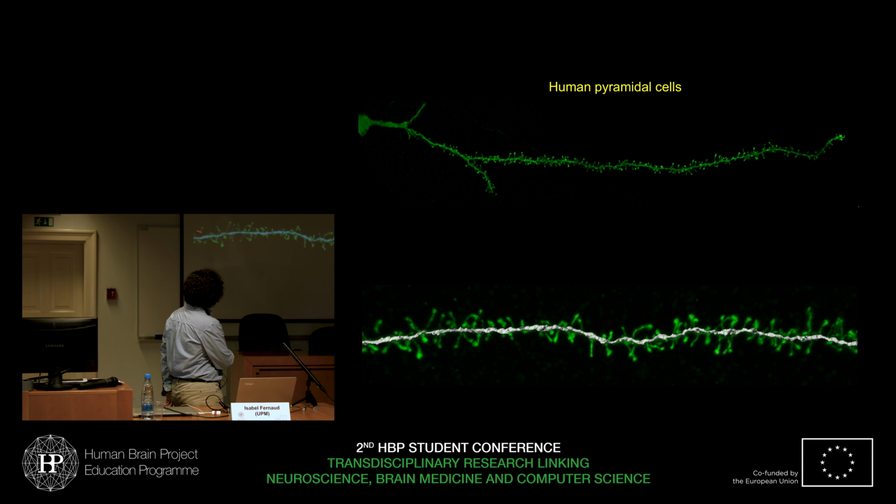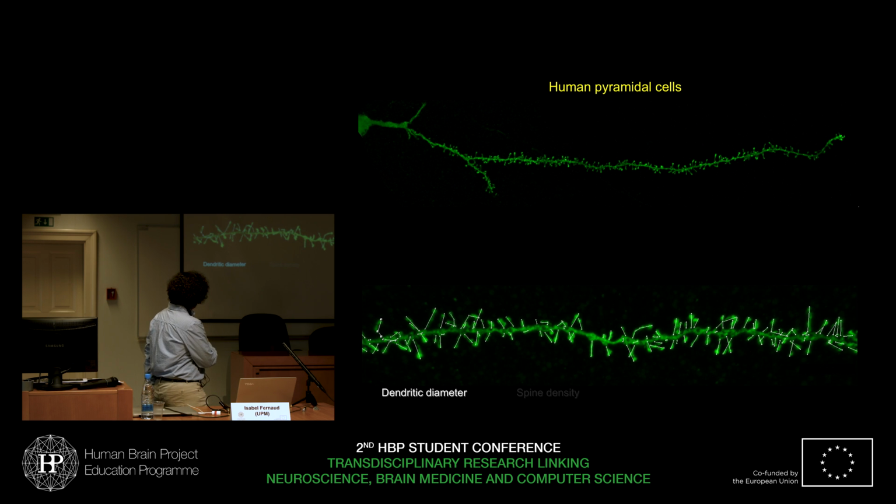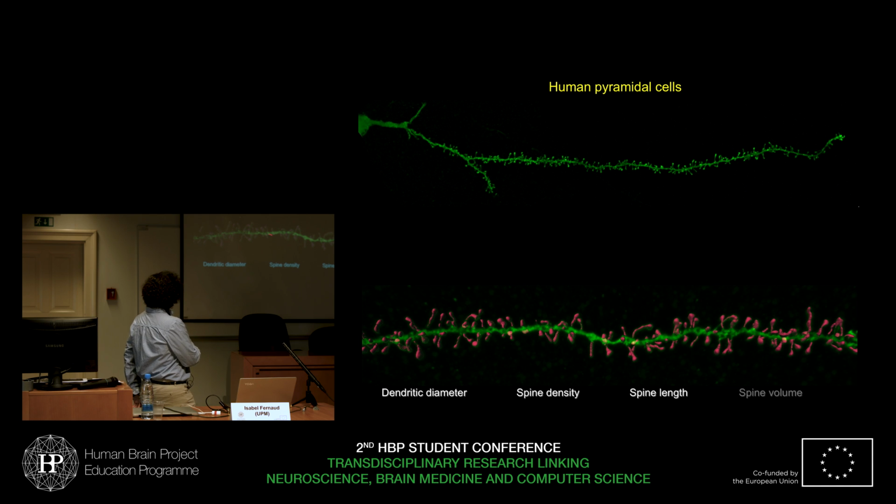So we can calculate the dendritic diameter, we can calculate the spine length manually, but we can calculate the spine density by counting the number of spines you have, and we can calculate the volume. The volumes, as I said, were captured for every spine, creating different surfaces and picking the one that better matches the shape of the spine.